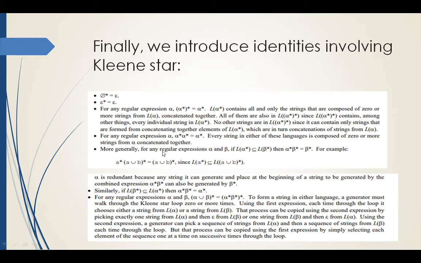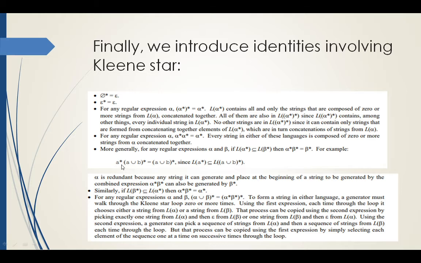Generally, for any regular expressions alpha and beta, if the language of alpha star is a subset of the language of beta star, then directly we write beta star only. So for example, alpha star beta star is equal to beta star, because alpha star is a subset of beta star here.